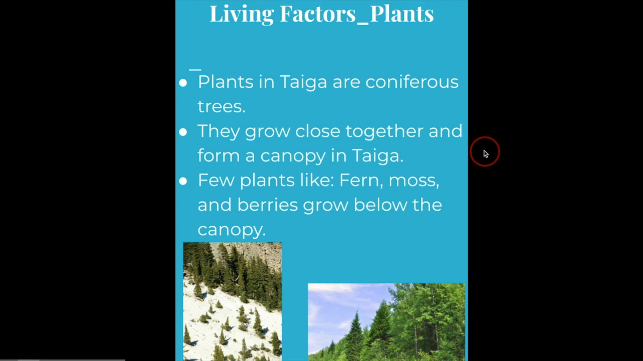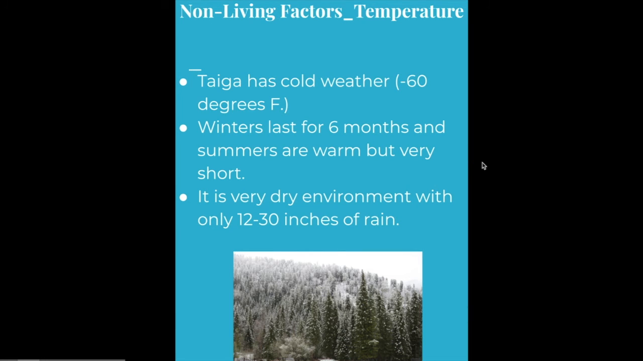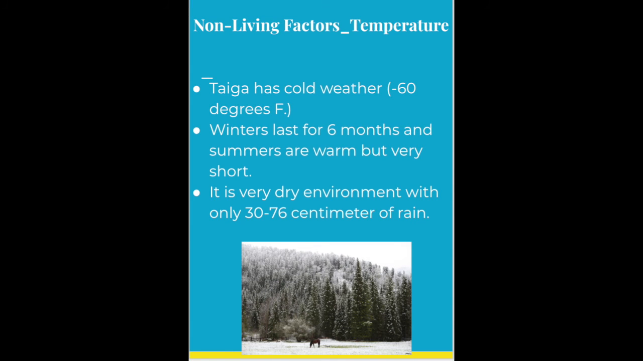Now let's take a look at the non-living factors that are in a taiga environment, like the temperature. A taiga environment, since it is in the northern hemisphere, the temperature is very cold, sometimes reaching a negative 60 degrees, much, much colder than what the weather gets like in Philadelphia. The winters last for almost 6 months. Imagine half the year just being full on winter. And there are a couple of summers which makes it get a bit warm, but they don't last very long.